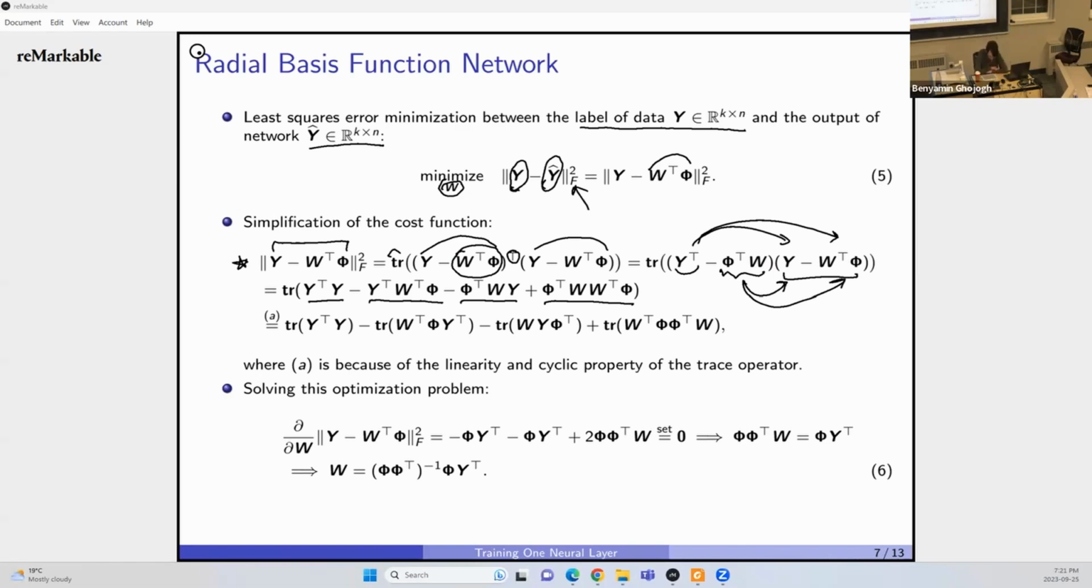Okay. Now the trace is a linear operator, so I can apply it on the elements, right? Moreover, I can use the cyclic property of trace. You know the cyclic property of trace, don't you? Okay, if you don't know, just let me tell you once, because we use these a lot.